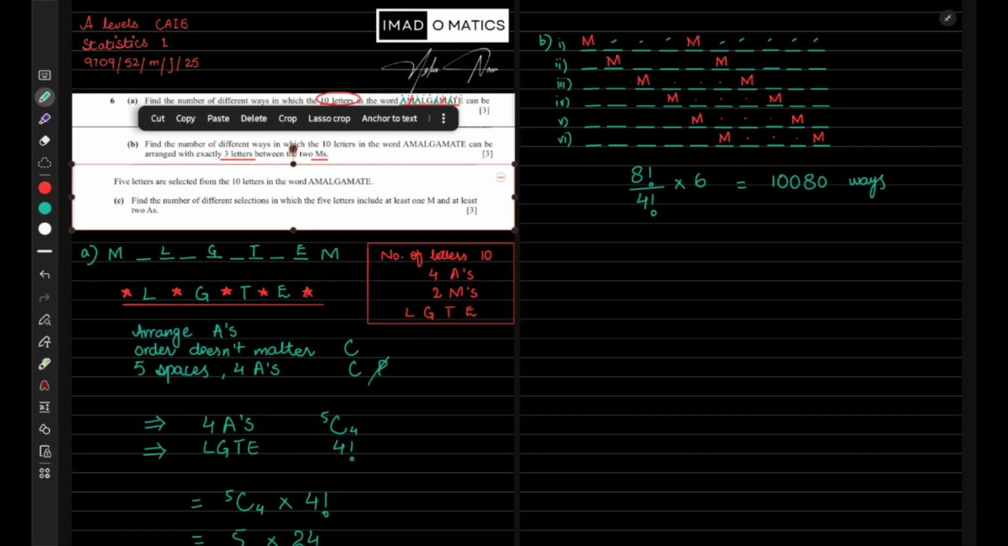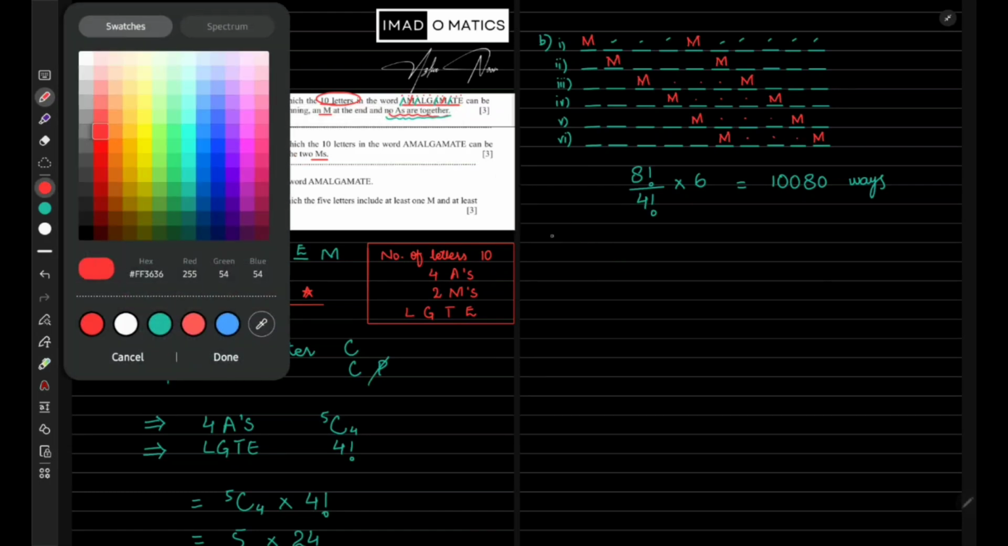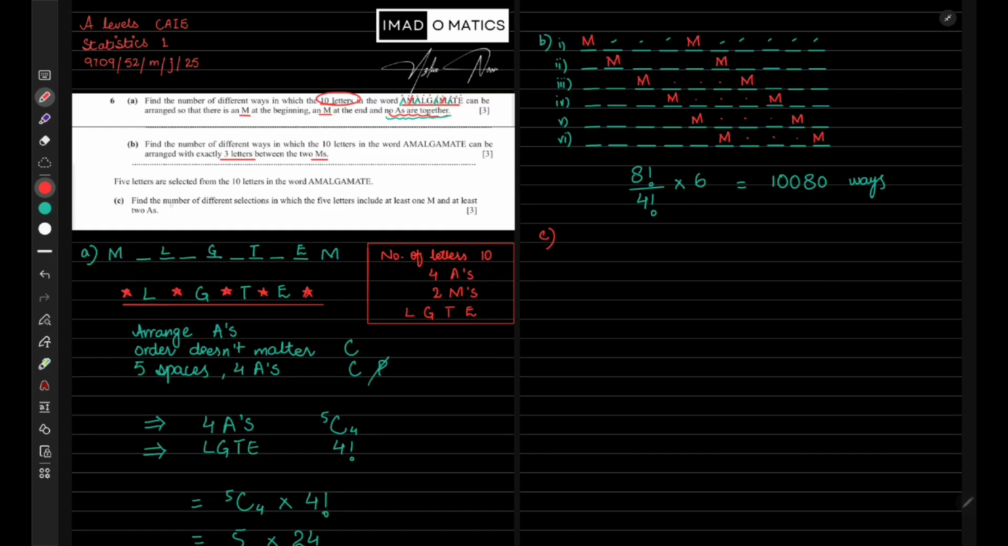Now we have to do part C. Part C says find the number of ways in which 5 letters are selected from 10 letters. Now find the number of different selections in which the 5 letters include at least 1 M. You have to consider the terminology accurately. At least one means more than one is possible, but at least one should be there.